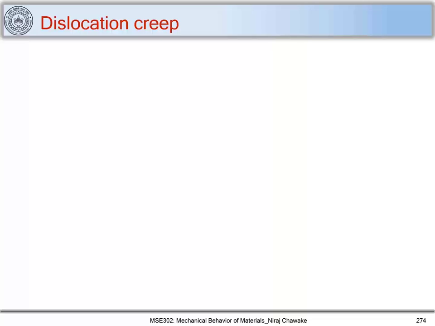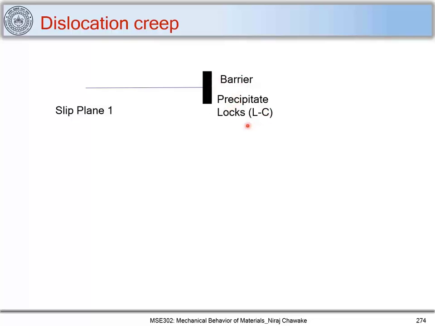Now let's understand dislocation creep, or let's try to find out what is the effect of temperature, stress, etc. So let's consider this is a slip plane. Let's consider this is a barrier. So this barrier can be a precipitate or locks such as Lomer-Cottrell locks, etc. And let's consider there is a dislocation source over here, and it generates dislocations. I mark the edge dislocations over here. Now these dislocations will see this barrier and they cannot move further on this slip plane one. They have to climb up, or if there is a screw dislocation, they have to cross-slip.